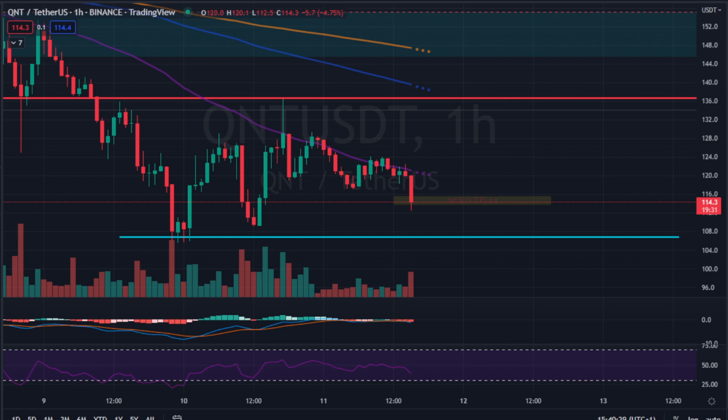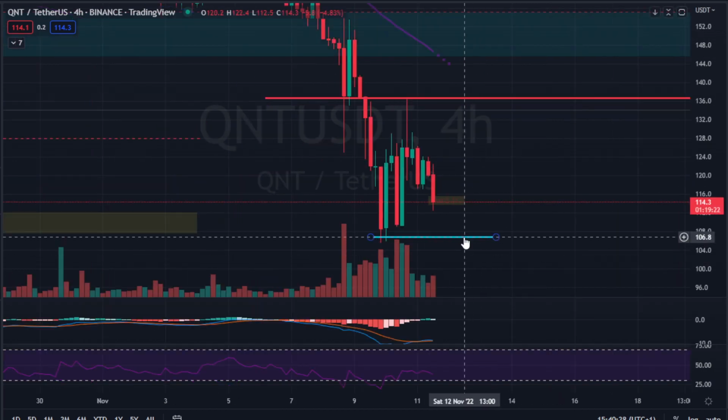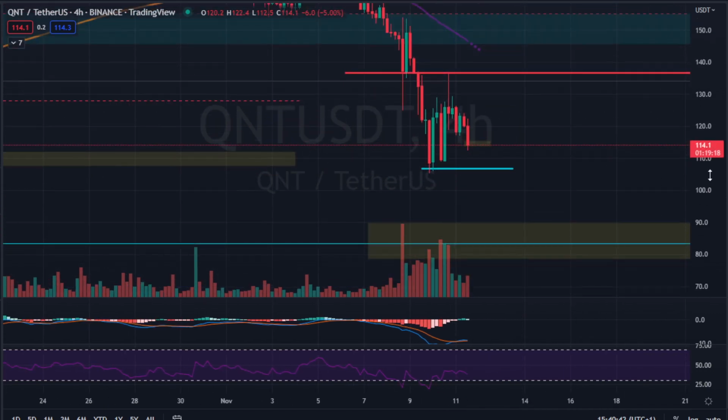And if you wonder why $106 or $105, we do have some support there. Thing is, if we break this support, there's not much holding us until $89 to $80. To be more conservative, I would say around $83 to $85, okay?